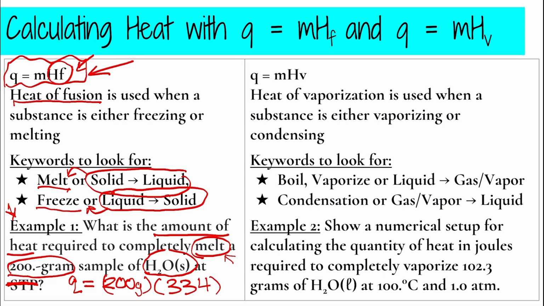All right, let's keep going. Let's go to heat of vaporization. So Hv stands for heat of vaporization. We use this formula when something is either vaporizing or condensing. So keywords that we'll see in a problem to indicate that we're going to use this equation: if they say something is boiling or vaporizing or changing from a liquid to a gas or a liquid to a vapor, that is indicating that something's boiling. So you're going to use this equation.